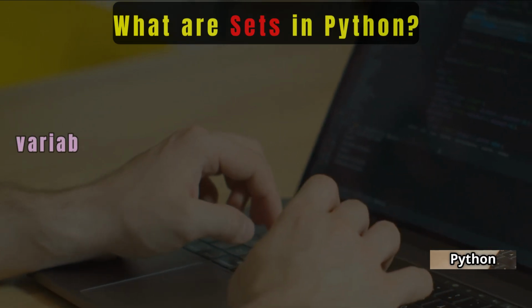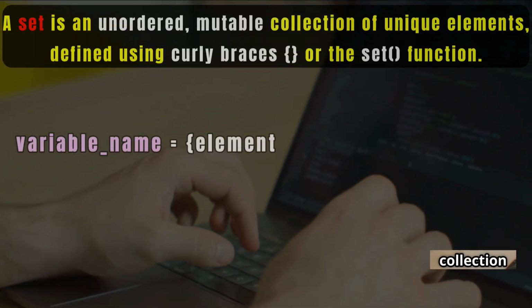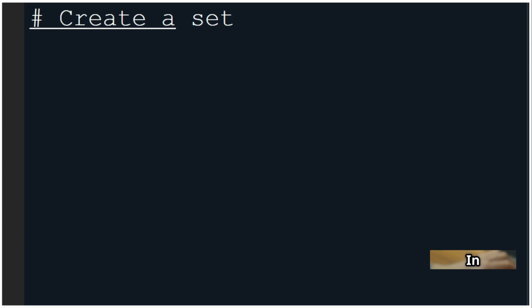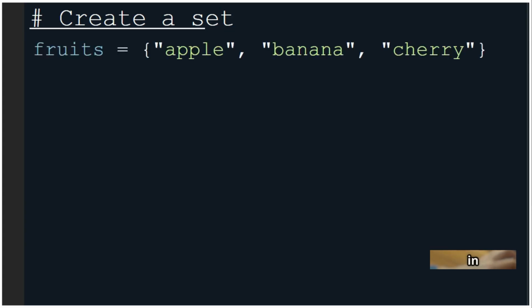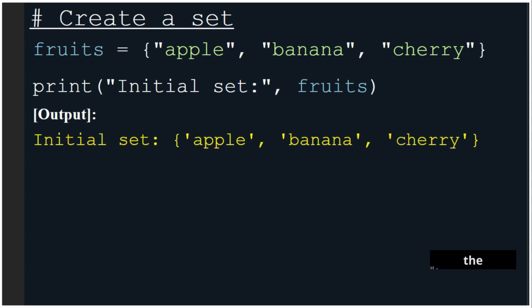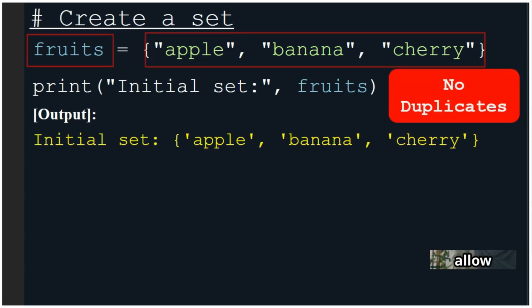A set in Python is an unordered and mutable collection of unique elements. Let us understand sets in Python with examples. In order to create a set, example code in Python will be fruits = {"apple", "banana", "cherry"}. The set fruits is created with the elements apple, banana, cherry. Since a set does not allow duplicates, if you add apple again, it will not appear twice in the set.